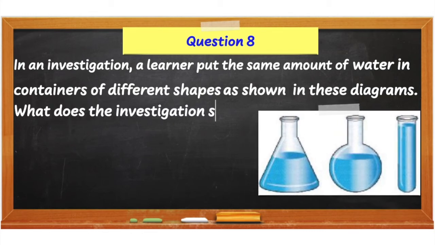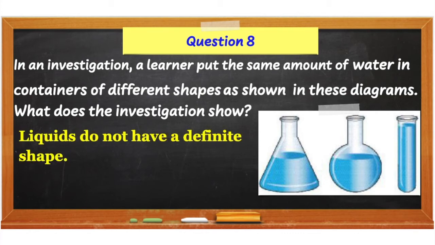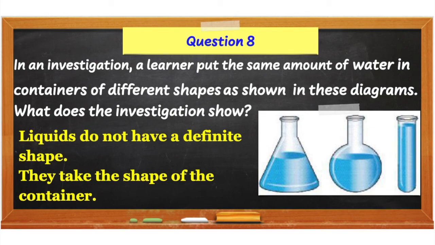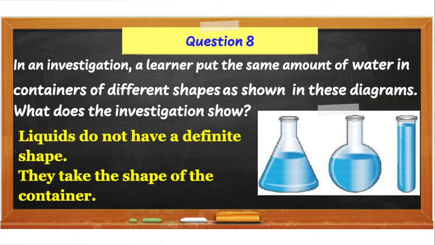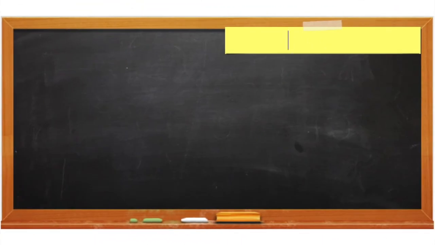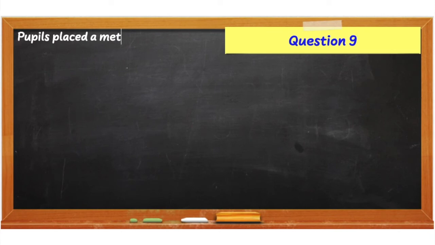In an investigation, a learner put the same amount of water in containers of different shapes as shown in these diagrams. What does the investigation show? It shows that liquids do not have a definite shape. They take the shape of the container. Question number nine.